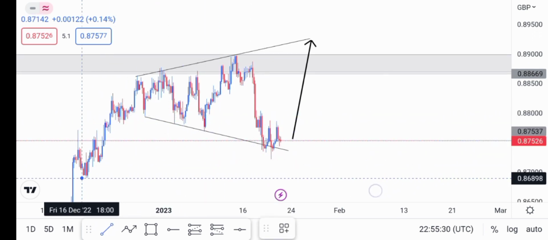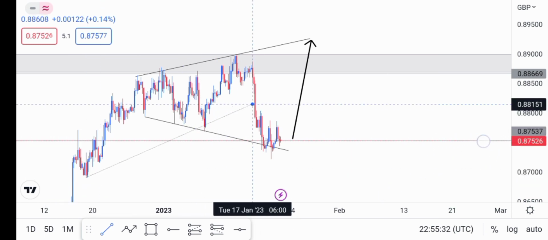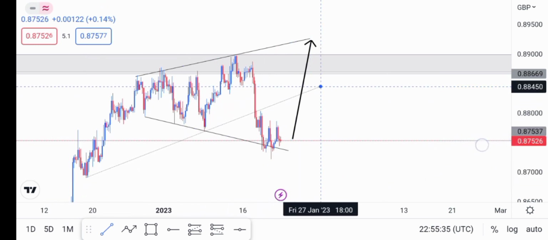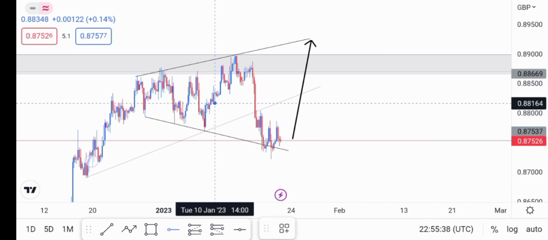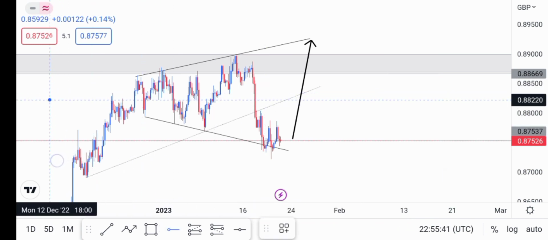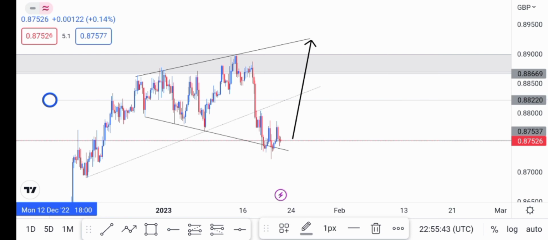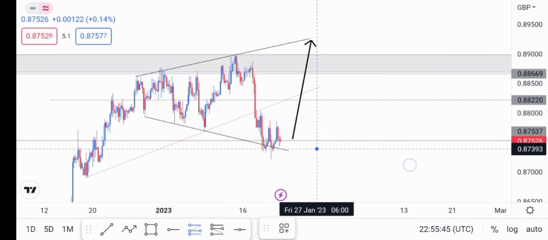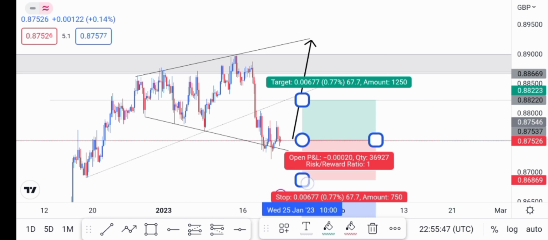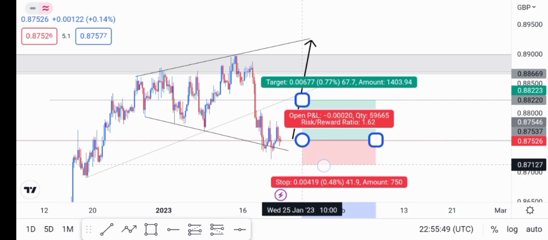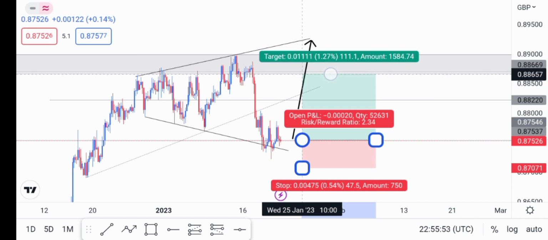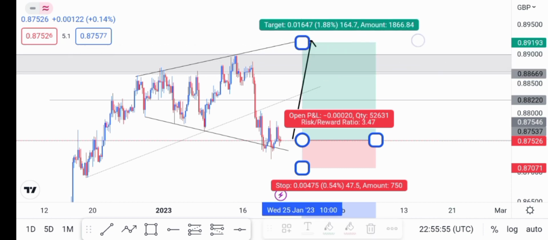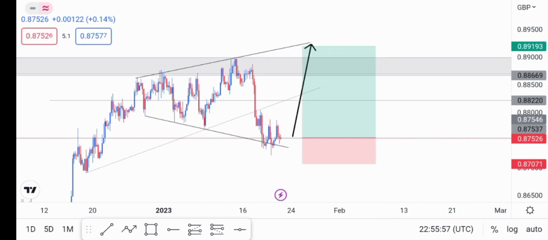And by the looks of things, we did break out of this level here. So this level, we could just use it to take profit as we enter. As long as we're inside this pattern, we are still buying. Overall take profit is just here on the touch of that trend line.